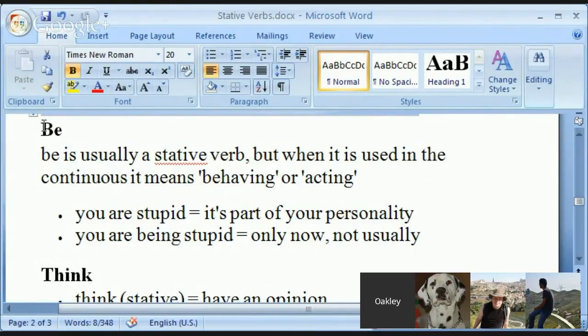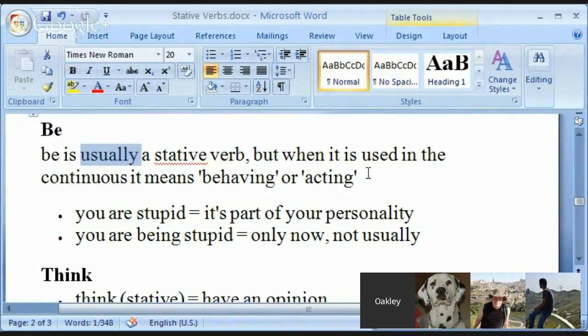But let's look at some of the more basic verbs in English. The verb to be is usually a stative verb. But when it is used in continuous, it means behaving or acting. It has a slightly different meaning. So, for example, you are stupid. It's a state of being. Okay, it's part of your personality. You are stupid. That means all the time you are stupid.